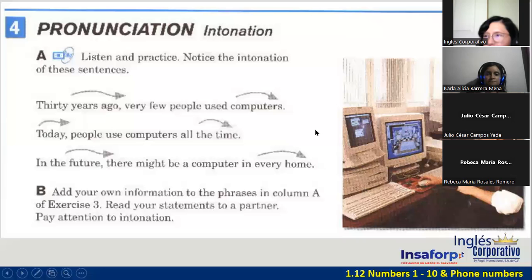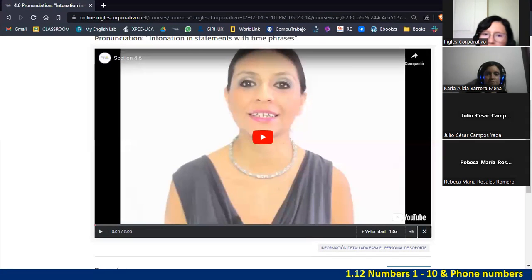Now, after this, we have the pronunciation and intonation section. I was saying yesterday that this has to do with pitch. Pitch is the way we pronounce, right? Our intonation rises and falls, so it depends on the type of word or sentence that we're saying. So I'm going to share with you the video. Just let me make sure that I'm sharing the sound.